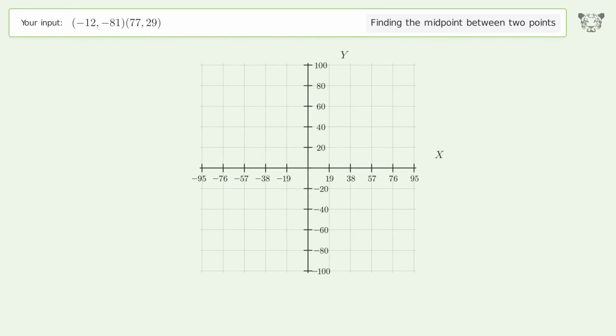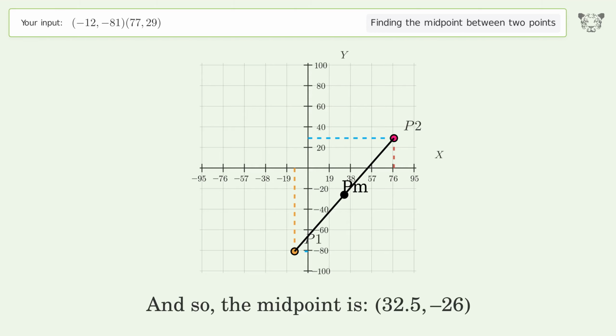And so, the midpoint is 32.5, negative 26.